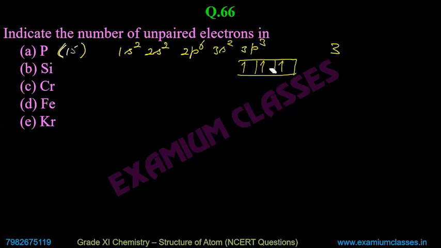Now silicon, 14. Sir, 2 unpaired electrons. Yes. So here, instead of 3p3, you will have 3p2, meaning 2 unpaired electrons.